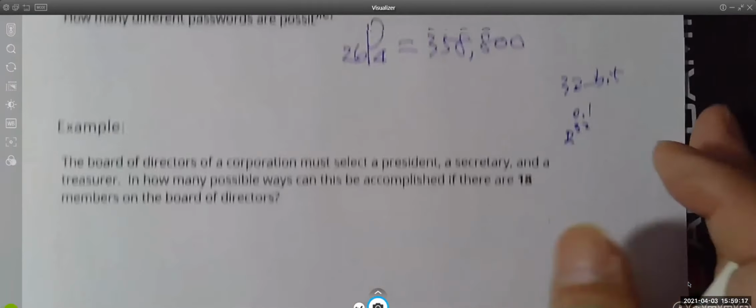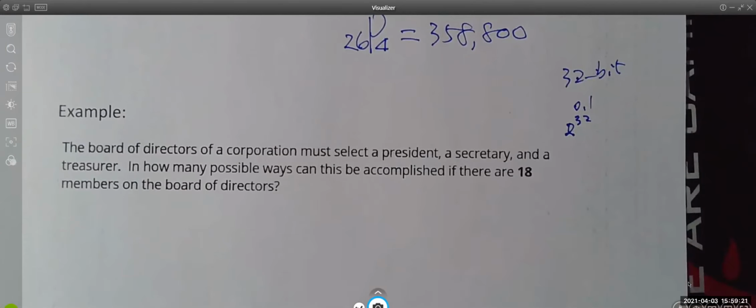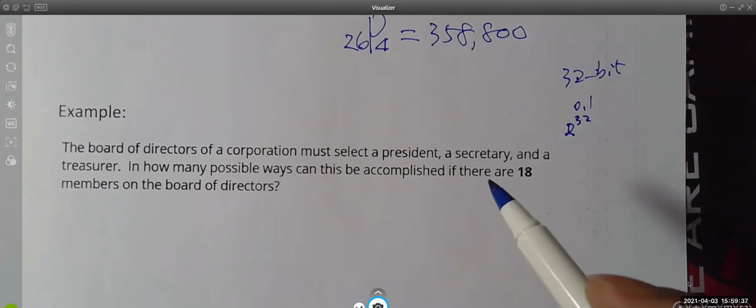Let's do another one. The board of directors of a corporation must select a president, a secretary, and a treasurer. In how many possible ways can this be accomplished if there are 18 members on the board of directors? Simply put, we need to select 3 people out of 18 people to be president, secretary, and treasurer.